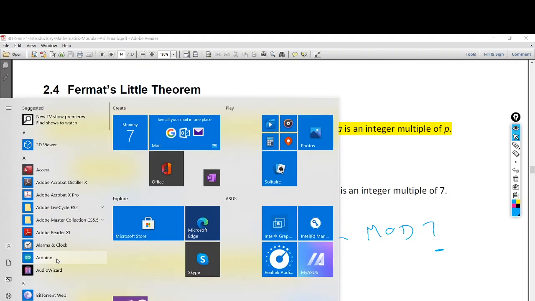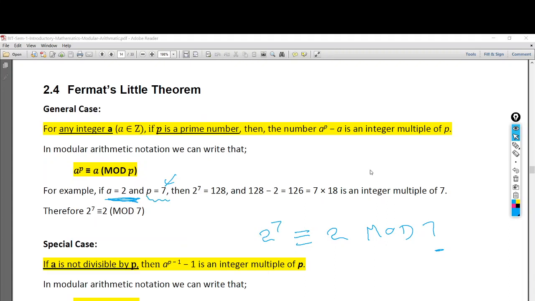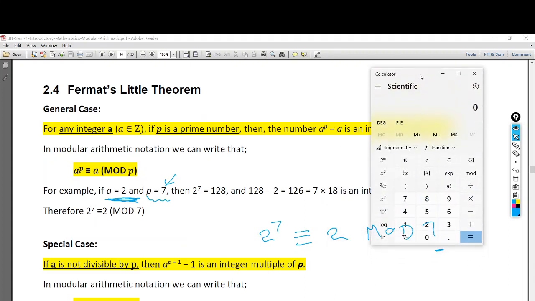So let's take the calculator. Of course, you must know that the scientific calculator has this mod operation. Let's first calculate 2 to the power 7, x to the power y, 2 to the power 7, which is 128, right? So we have to check whether 128 and 2 are equivalent in mod 7.